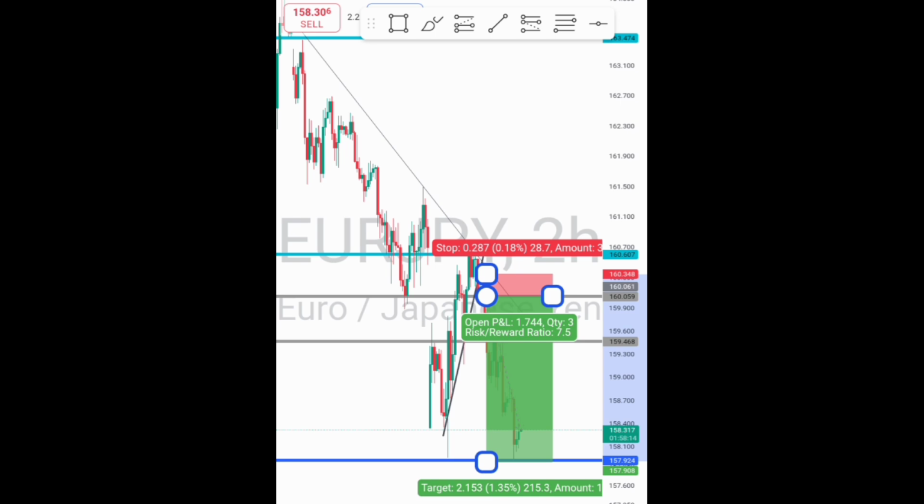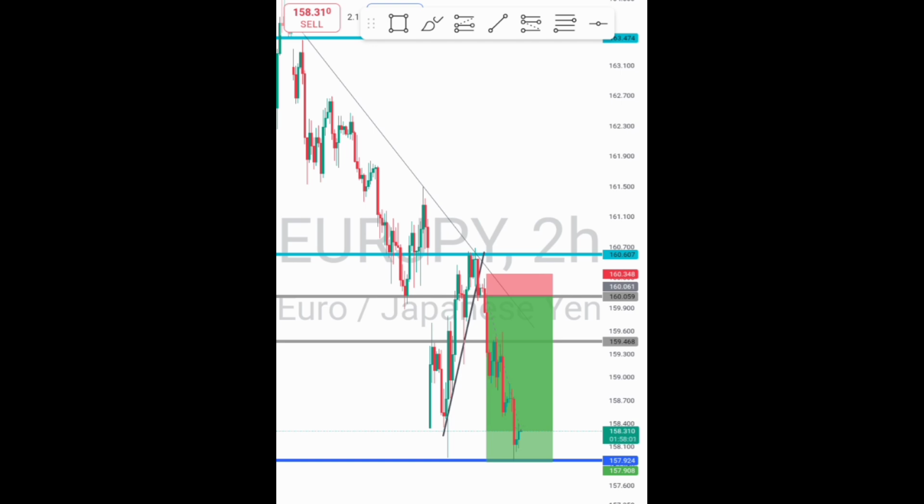See, a 1 to 7 risk reward ratio. Assuming I opened a standard lot, I would have made enough money in this trade and been out. So it is very key. That's my analysis I've shown you guys. You can see all the trades are playing out so beautifully.